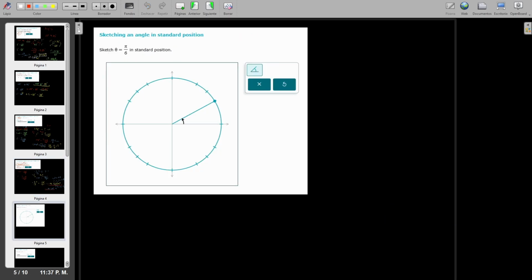Now, a favorite of you all. Sketching an angle in a standard position. Remember, half a turn is going to be equal to pi. I'm going to be writing here half a turn equals pi. In this case, they are asking us to divide pi in 6 parts.